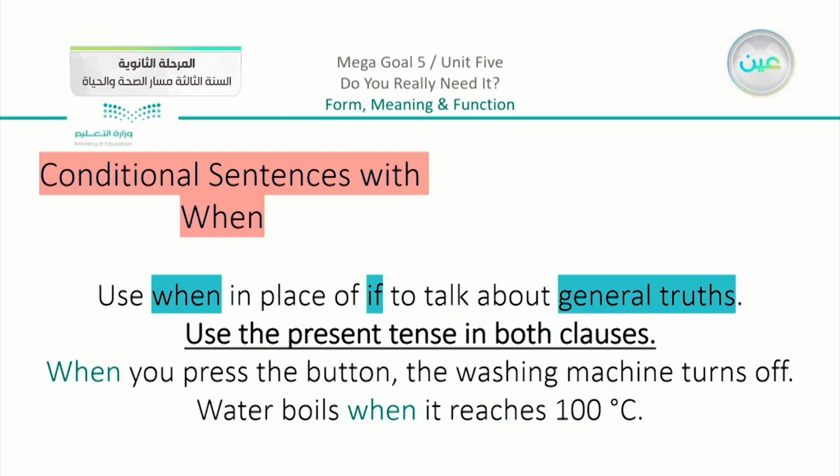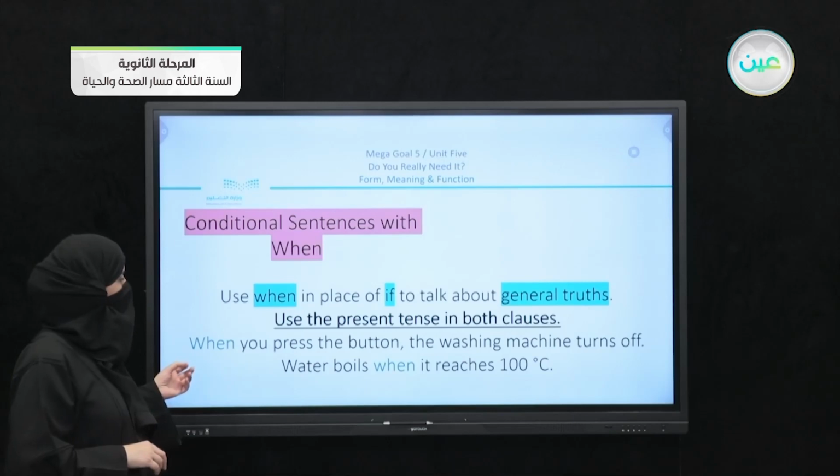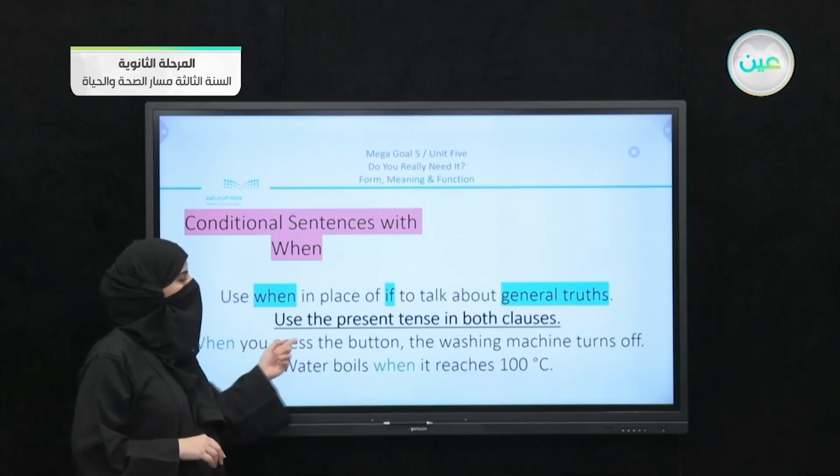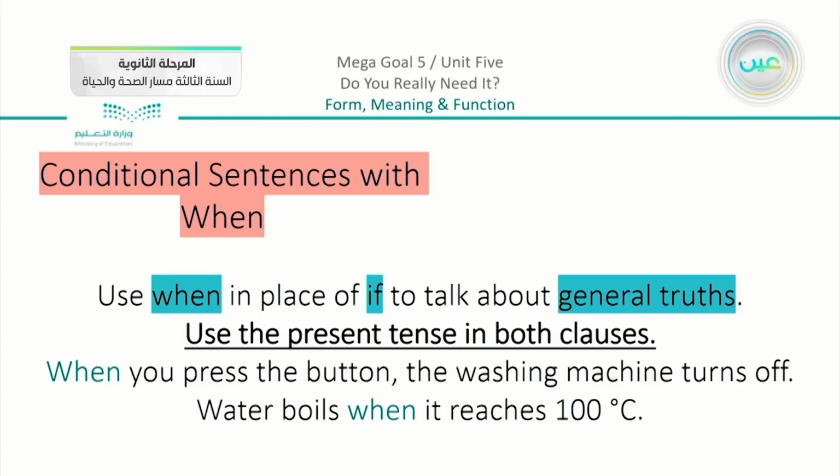So use when in place of if to talk about general truths. Put in mind that we are still talking about general truths. We are going to use the present tense. There's nothing that has changed. And we have here also the second example: water boils when it reaches 100 degrees centigrade, instead of saying water boils if it reaches 100 degrees. Now you can see that it is the same meaning, nothing changes. So it's just a matter of replacing.